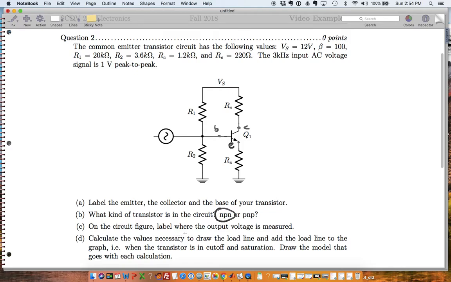On the circuit figure, label where the output voltage is measured. So for a common emitter transistor circuit, the output voltage is here on the collector. So this is my V out.